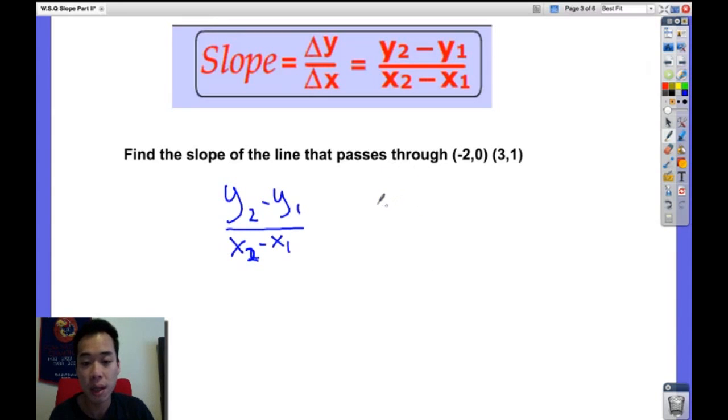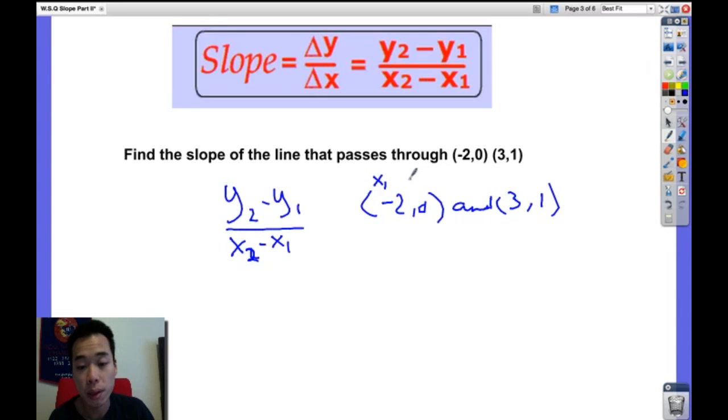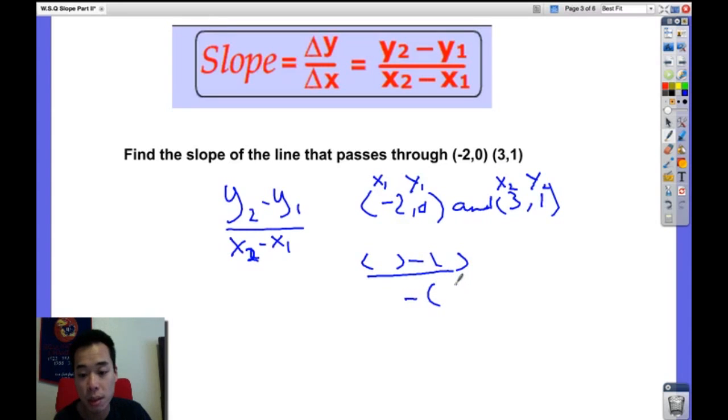All you have to do is, here are the ordered pairs that they gave me: -2, 0, and 3, 1. First thing I need to do is label each one the corresponding way. This is my first ordered point: x1 is the x coordinate, this is my y1. This is x2, this is y2. And all I have to do is draw my division bar, put in parentheses, minus. The difference between the two points is always going to be minus. That's the mathematical word for minus.